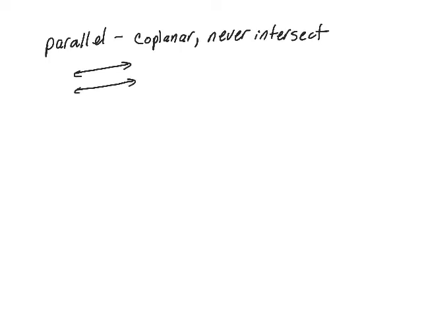Parallel lines are parallel when they are coplanar and never intersect. Coplanar means that they lie in the same plane. You can put a flat surface on them. So if they are coplanar and they never intersect, this could be line L, this could be line M, then L is going to be parallel to M. The double lines here, like a stretchy 11, are the symbol for parallel.